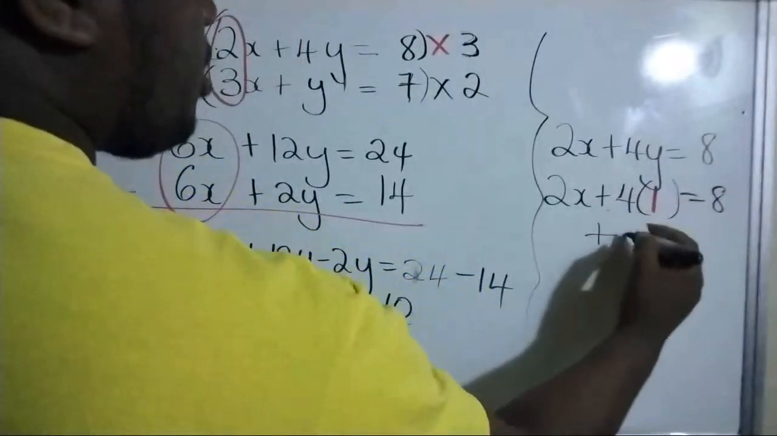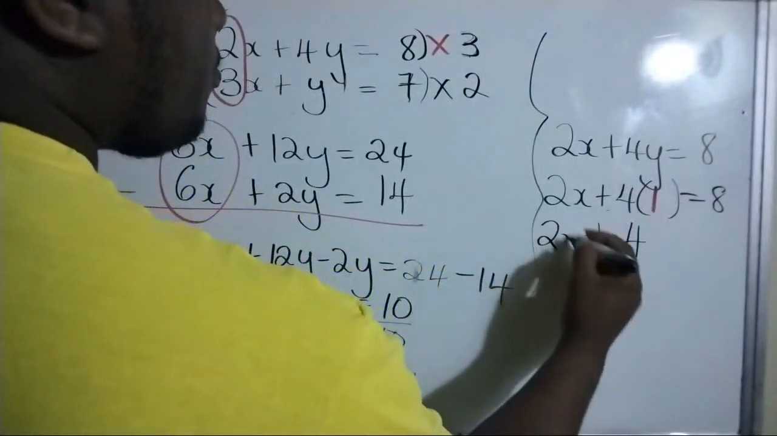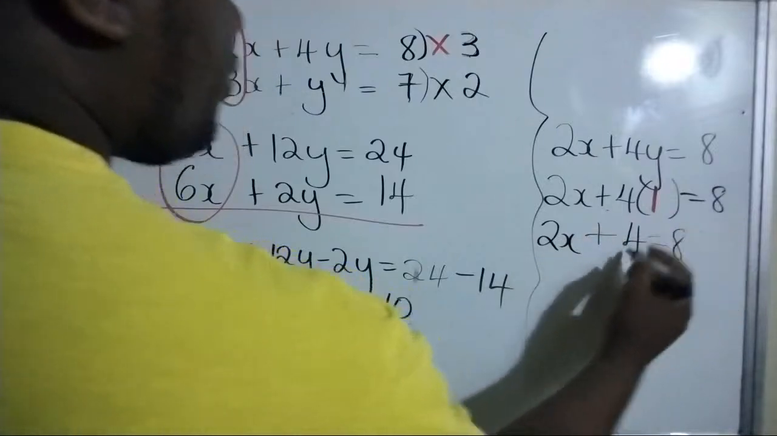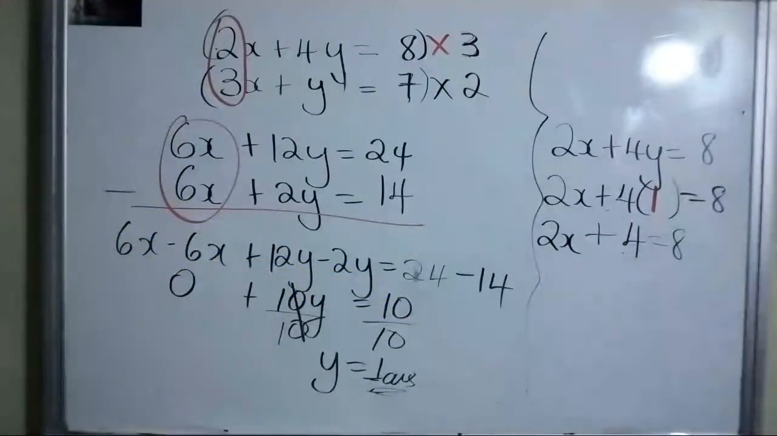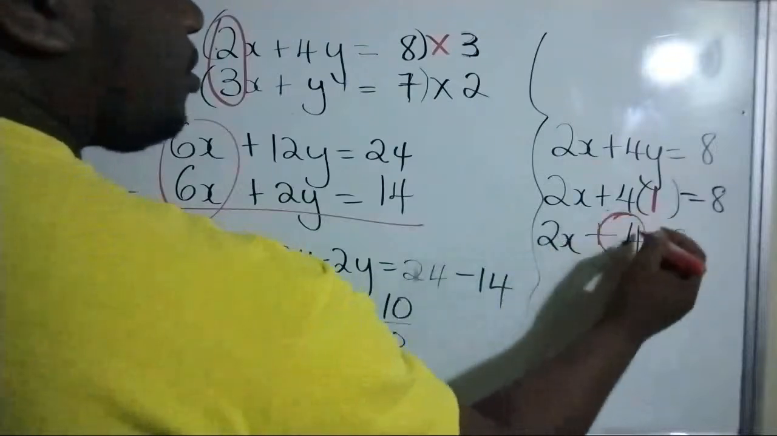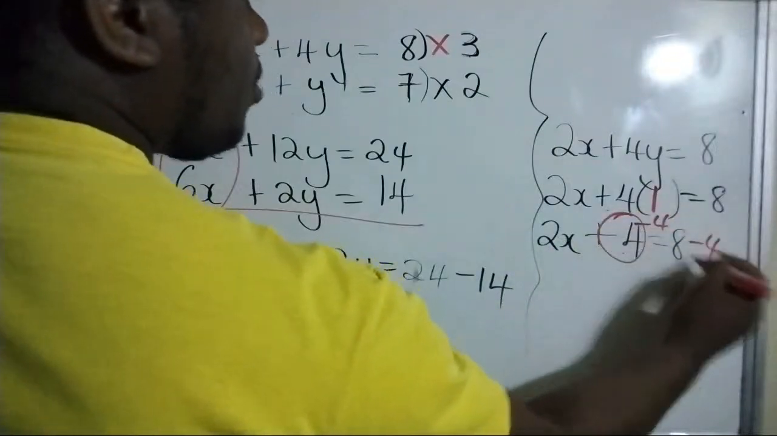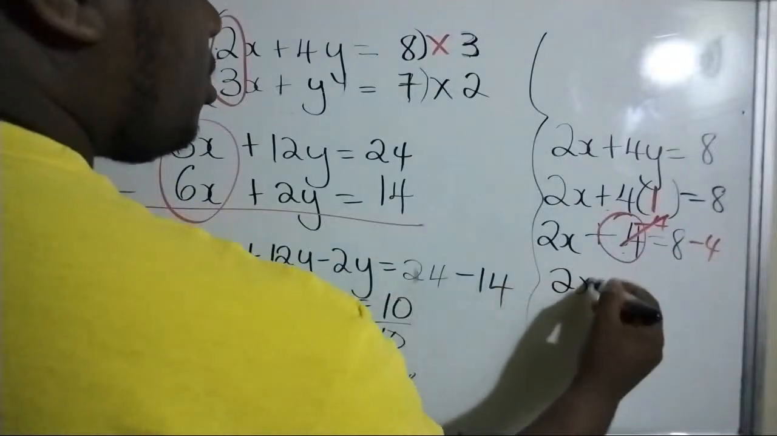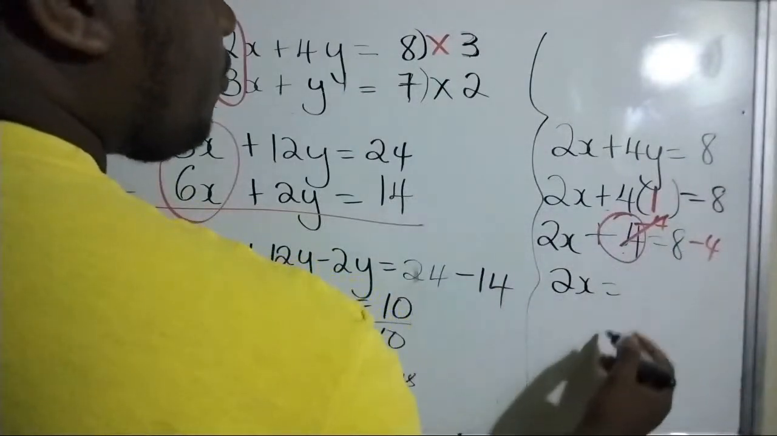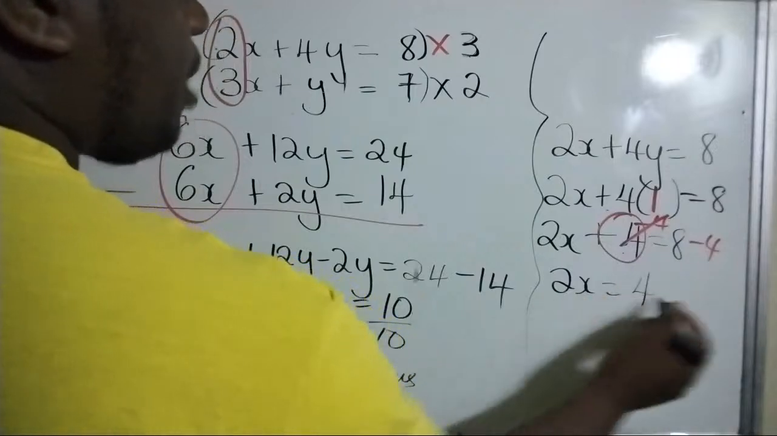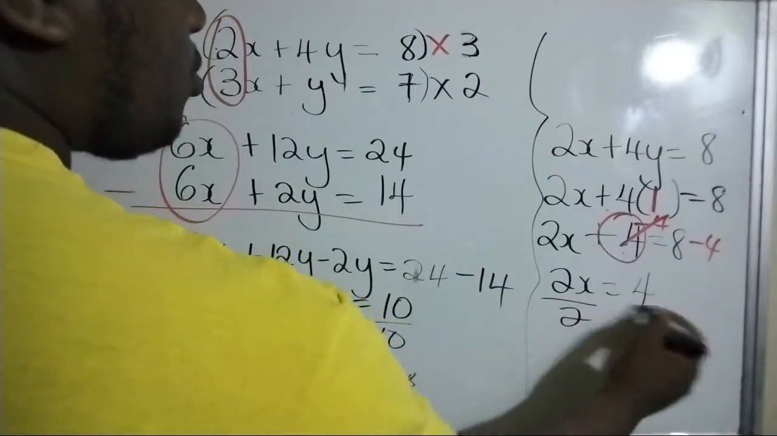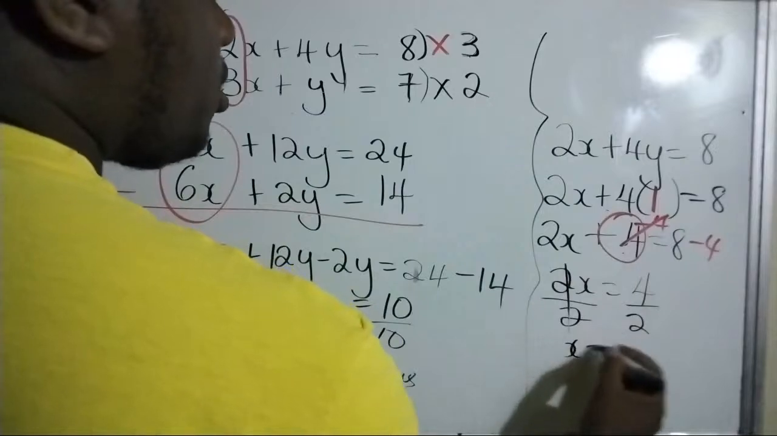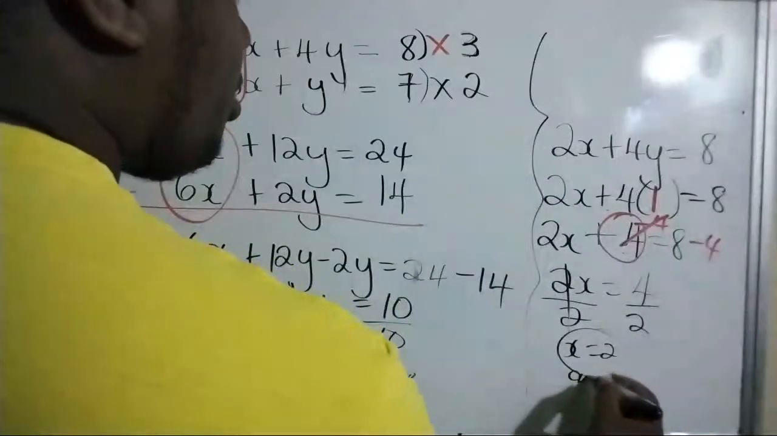That is equal to 8. Bracket means multiply, 4 times 1 is 4. If you want to get rid of this plus 4, take the inverse of plus 4, which is minus 4, and whatever you do to one side, you do to both sides. So that's 2x equals 8 minus 4, that is 4. 2 times what gives you 4? That would be 2. So x is equal to 2.